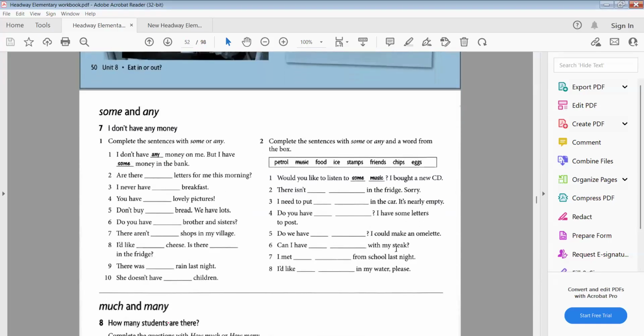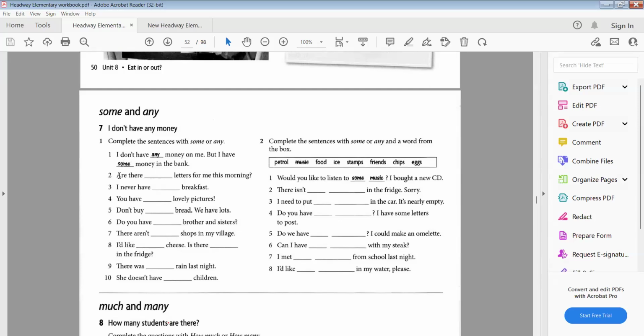Okay, now we reach some, any, much, and many. Complete the sentence with some or any. Let me remind you, maybe we forgot. When do we use some and when do we use any? We use some for positive sentences or offers. If I have it, if it's positive, I use some. If I don't have it, I use any. Here I see a negative in the first question, so directly I put any. This is how we can distinguish. If I'm using not, I will use any. If the sentence is positive, I use some.